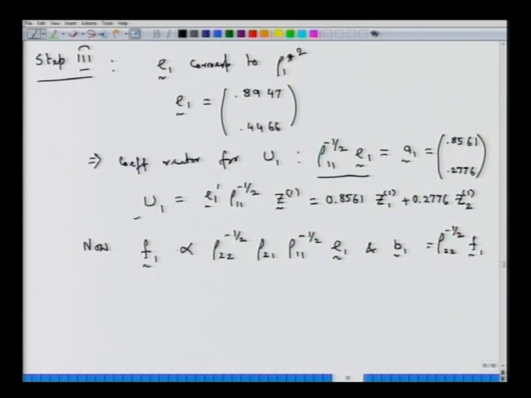Now, this proportionality constant here is going to be obtained in the following way. Let us move on one more step. From here we will write this F 1 as being proportional to rho 2 2 to the power minus half times rho 2 1 times this vector, which we have already obtained, with A 1 given by this. Rho 2 1 is a known thing, rho 2 2 inverse is a known thing.